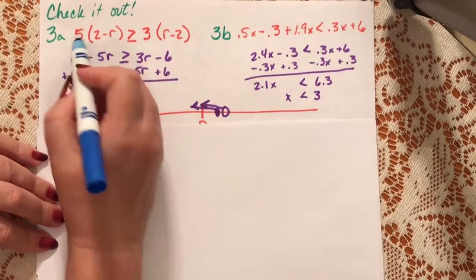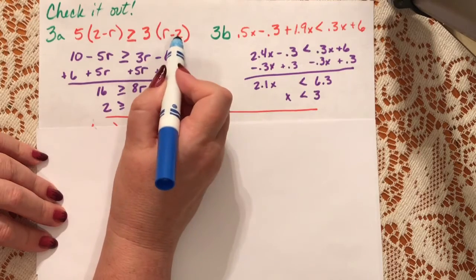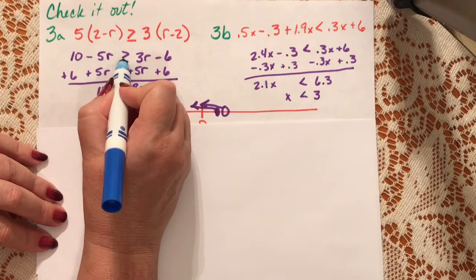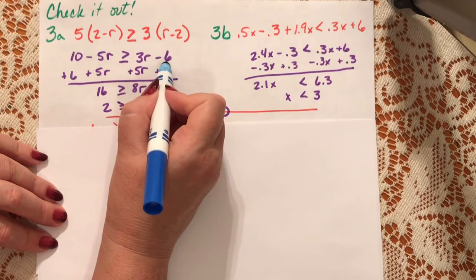Here we have a multi-step problem. We have to distribute our 5 and distribute our 3. So we have 10 minus 5r is greater than or equal to 3r minus 6.